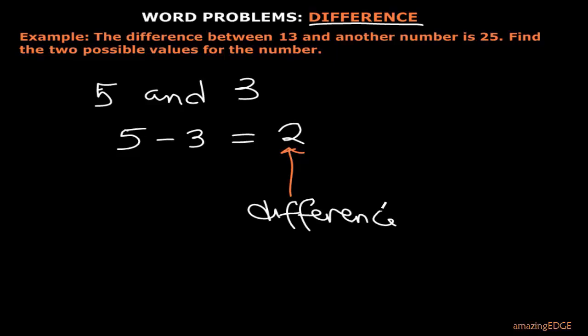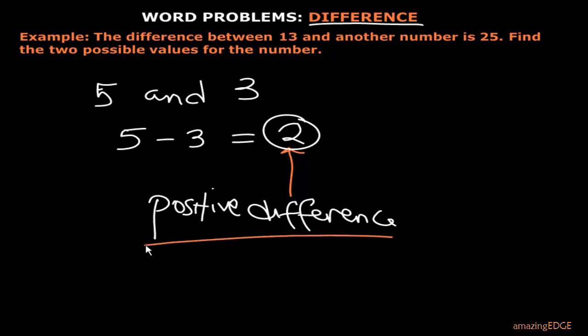Then, when we are dealing with this difference, we usually subtract the small number from the big number. So actually, this 2 is a positive difference. When we are talking about the difference between two numbers, we're actually looking at the positive difference, because you know that you can have 3 minus 5, which gives you minus 2. But our interest is always on the positive difference.